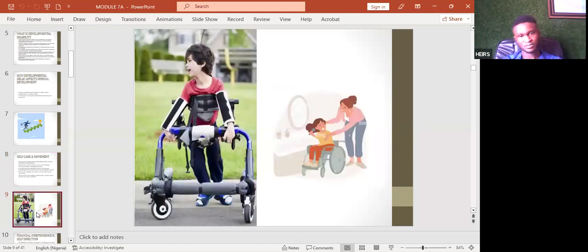Like this child in this picture, if you look at it closely, there is something wrong with the legs. Thank God for the improvement in technology, the child can move from one place to the other. But trust me, he cannot perform so many activities. This child cannot skip. This child cannot run. The highest he can do is just to move. There is impairment in functioning as a result of the disability, affecting his ability to perform specific tasks for himself.